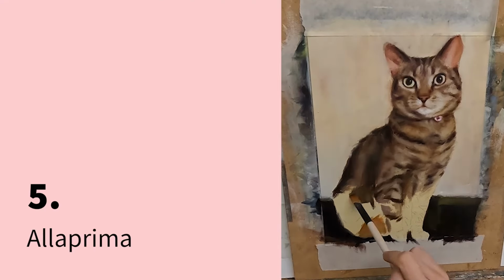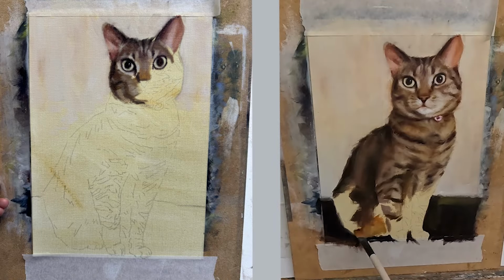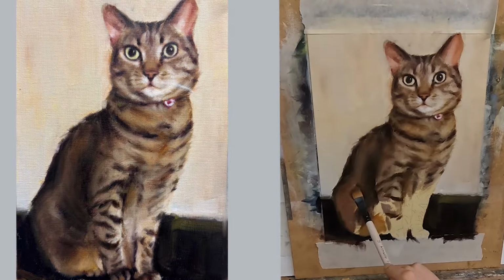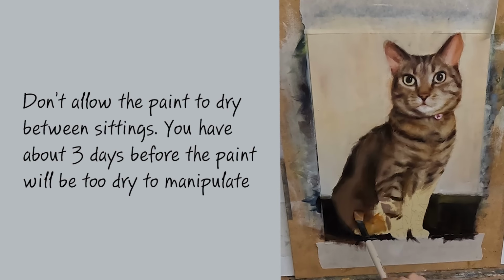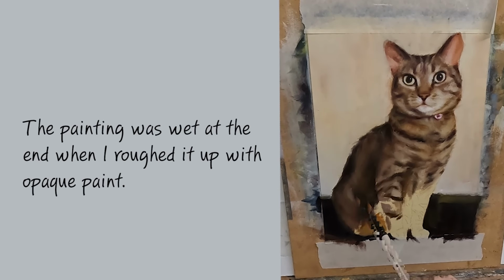Alla prima. The best way to approach a painting like this is to paint it alla prima. If you look at my sittings, you'll see I've done it section by section. This is so I can keep my paint wet and it allows me to pull my edges around more easily. I have also not allowed the paint to dry between sittings, so the whole thing was wet at the end when I started to rough it up. This makes that process much easier.